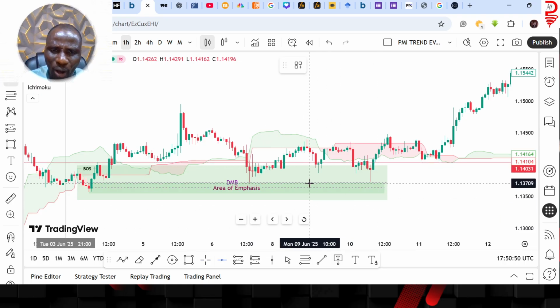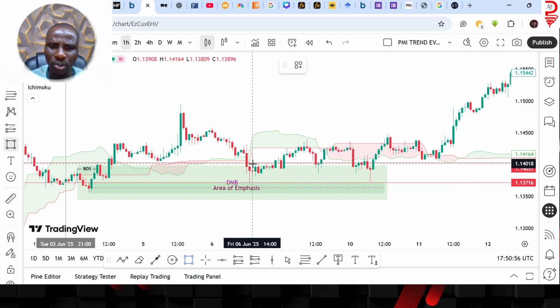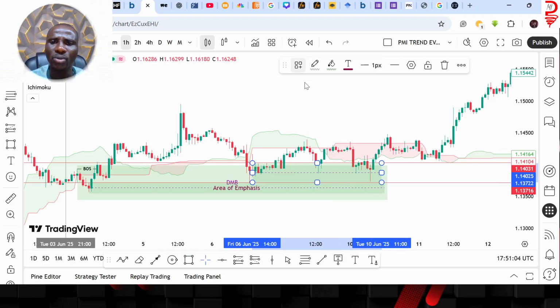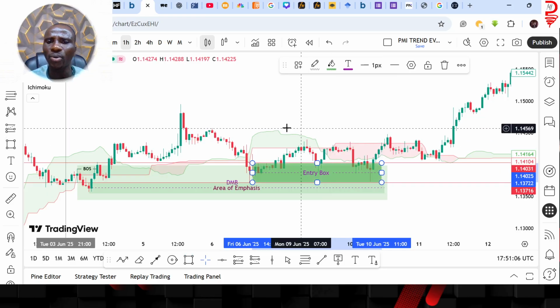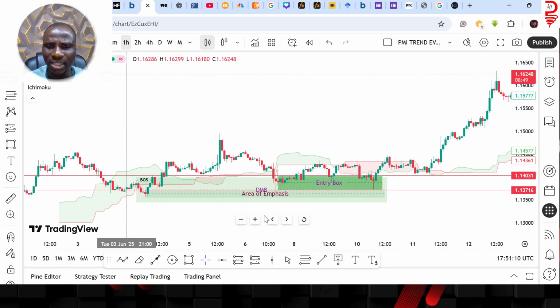Now, the last point within the money box was this. So this happens to be your entry box. You remember that our focus is we are discussing the concept of entry box, and how to use it as a sniper entry in Forex. Now, this is your entry box.